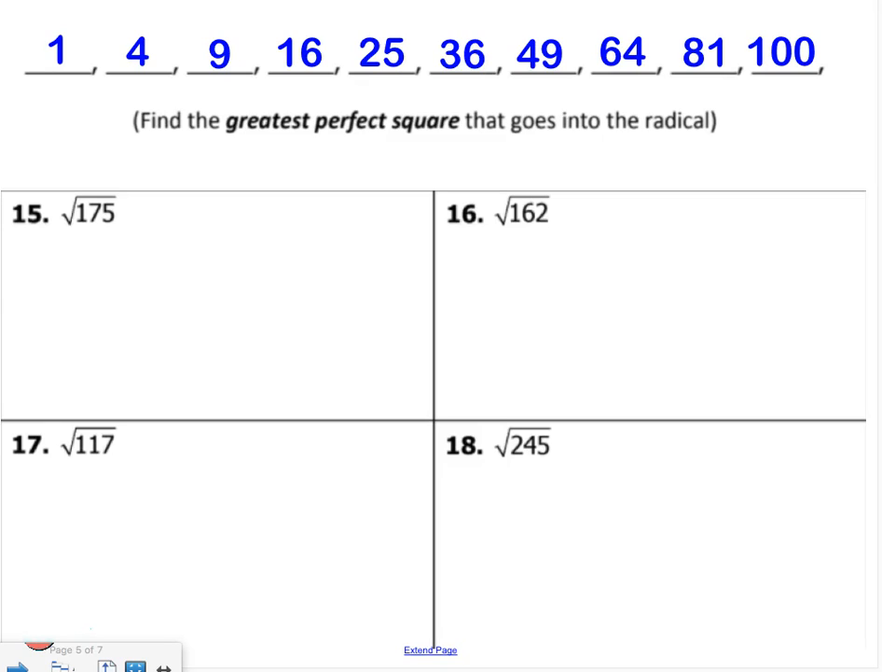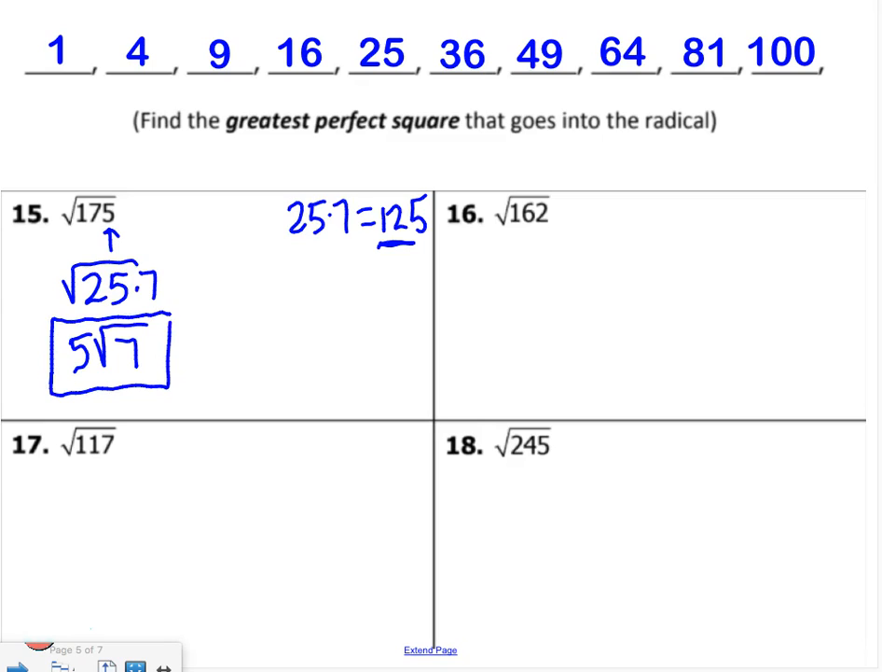These ones get a little more interesting because they're a little bit larger. Usually when things end in a 5, I always try to think of quarters or 25. Does 25 go in there? It sure does. How many times does 25 go into 175? 7 times, because 25 times 7 equals 175. So again, I'm just rewriting it in a different way. What's the square root of 25? Well, that's 5. Do we know the square root of 7? Nope. So that's why it's stuck under the radical.